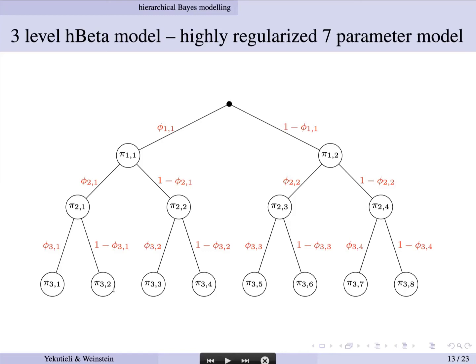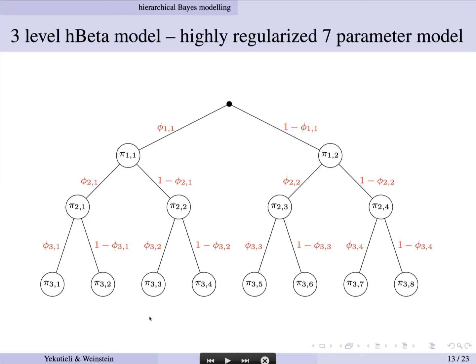What is pi 3,2? Pi 3,2 is the marginal probability of being in the second eighth of the interval. So it's about the same as pi 3,1, but at the end, I multiply not by phi 3,1, but by its complement, okay? So it's easy to see that all these pi's sum up to 1. And it's also easy to see that I have lots of parameters.